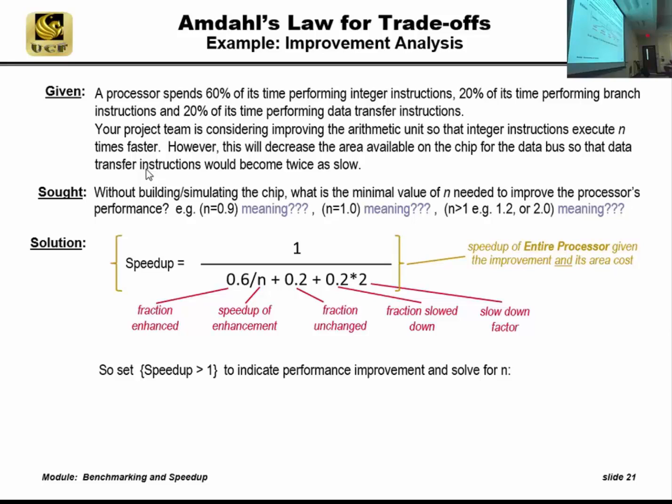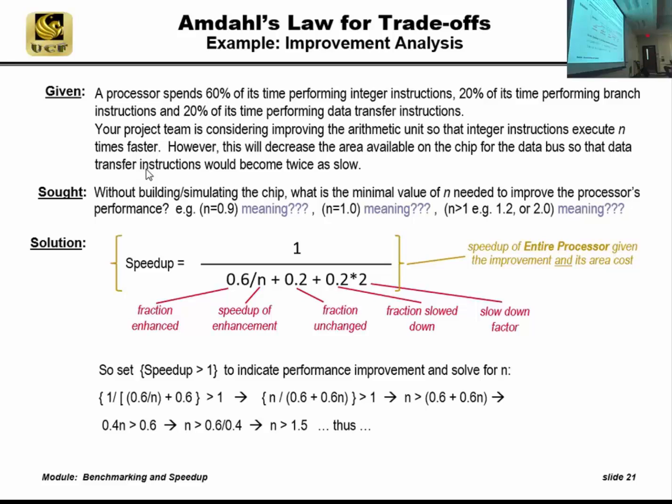It's an inequality. You should be able to reason through this. It's kind of interesting to me, because you can do this in a meeting and solve it without building the chip. Turns out if you put these numbers in and solve this, everybody can solve this inequality. You end up with n having to be 1.5 or more. What does that mean? If you're going to make the data bus twice as slow, this arithmetic has to be 1.5 times faster. What percent? 50% faster, or don't do it.